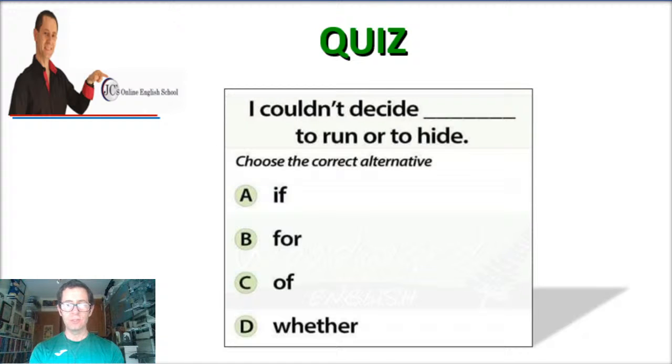Okay, so gentlemen, which one do you think is the correct one for question number 2? I couldn't decide to run or to hide. Any suggestions from anybody? Okay, Jose Maria says it is Alpha, if. Do I have any other options or only that one? Any other options? Let me know which one you think is the correct one. Anybody? Alpha for Chris.